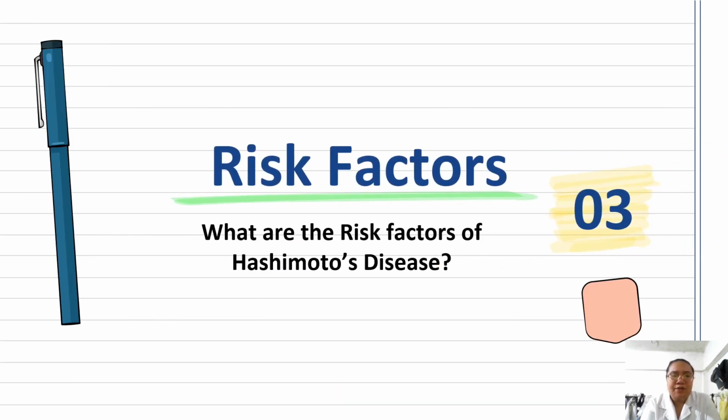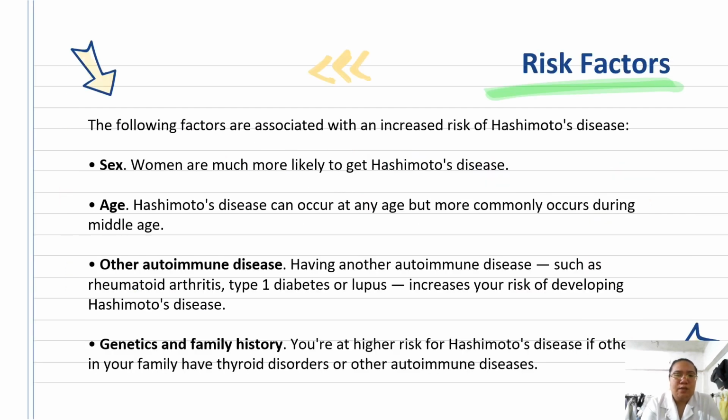So next is the risk factors. What are the risk factors of Hashimoto's disease? These are the following factors that are associated with an increased risk of Hashimoto's disease. First, we have sex. Women are much more likely to get Hashimoto's disease, as I have mentioned earlier. It is most common in middle-aged women than in men. Next is age. Hashimoto's disease can occur at any age but more commonly occurs during middle age, as I said earlier.